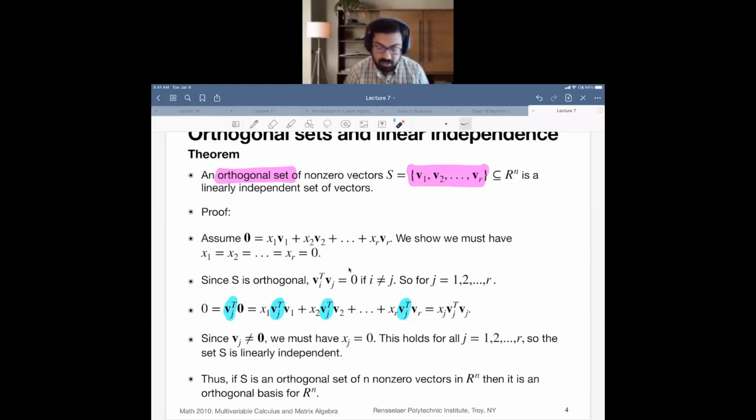So what we have proved here is, if you have a set of vectors that belong to an orthogonal set, then the vectors in that set will be linearly independent with each other. So if you have S as an orthogonal set of n non-zero vectors in R^n, then it is an orthogonal basis for R^n. So what we have here is a linearly independent set of vectors in R^n, which means that I should be able to span everything in R^n, which means that that will be an orthogonal basis for R^n. Those vectors will be my orthogonal bases.